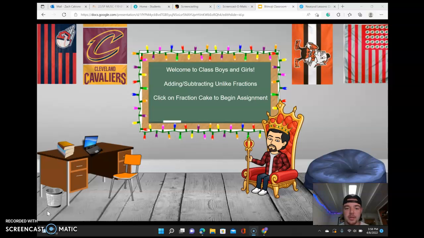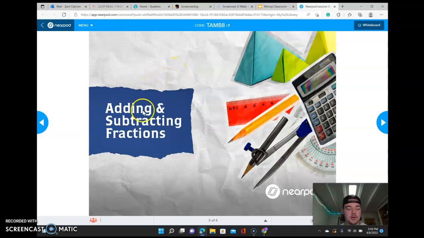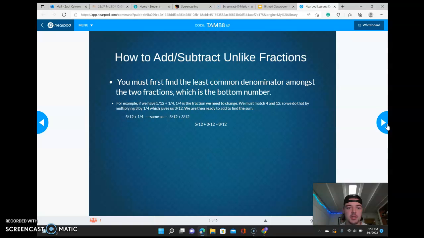And today we're going to be learning how to add and subtract unlike fractions. So we're going to be doing a Nearpod lesson. There should be a fraction cake underneath right here, but it's not popping up. So I have the link pulled up. So we're going to be doing this Nearpod lesson. So first, how to add and subtract unlike fractions.